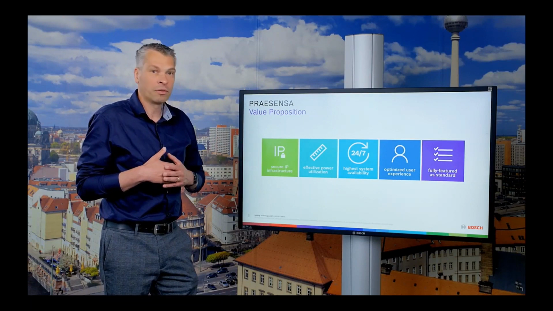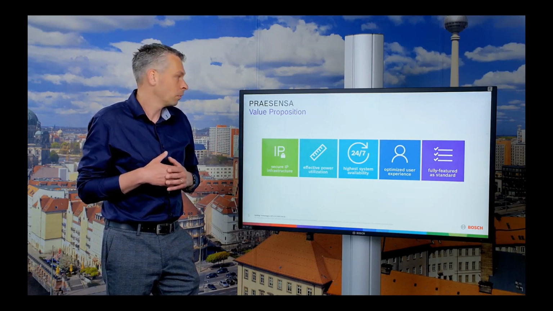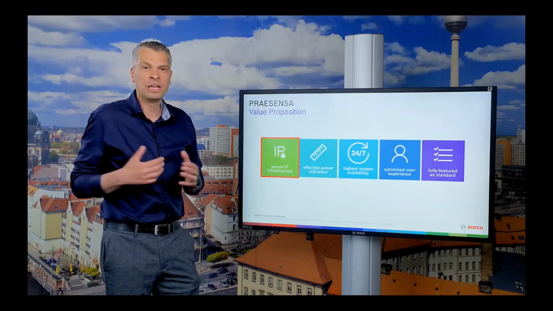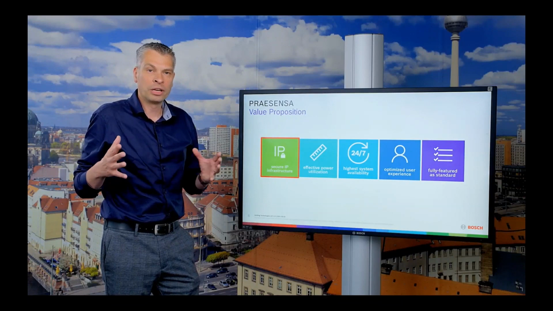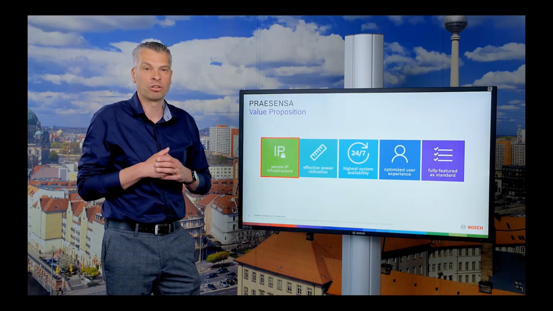The fifth one of the sales value proposition is fully featured as a standard, which means the complete PRAESENSA family is basically one portfolio that allows you to build a fully EN54 certified PA voice alarm solution without adding additional components outside the portfolio. So the first one, secure IP, I would like to show a little bit what does that mean for PRAESENSA. We will have a short glance at this short introduction movie to get a better understanding.